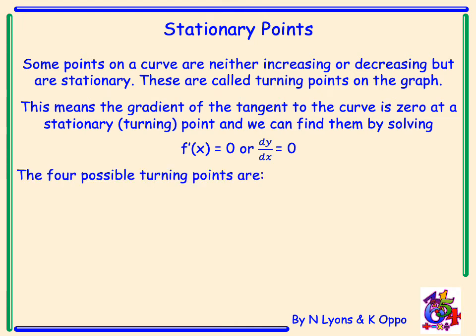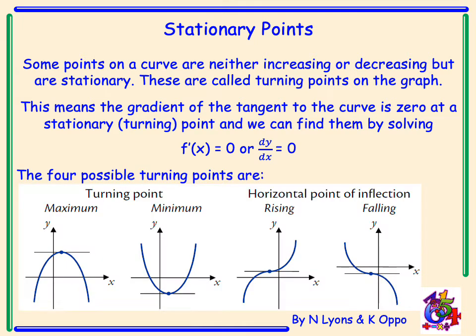So what we're trying to do is find out where the gradient equals 0 on the curve. Now there are 4 possible turning points, and we've already looked at maximum and minimum turning points. So today we're going to look at horizontal points of inflection. We can either have rising points of inflection or falling points of inflection. Let's get started with an example.